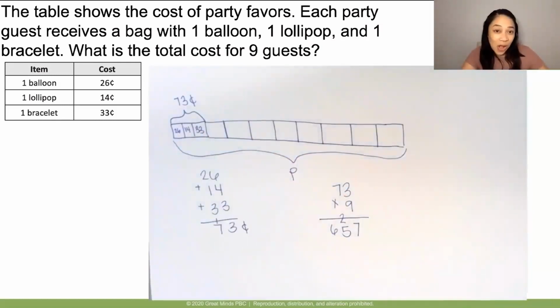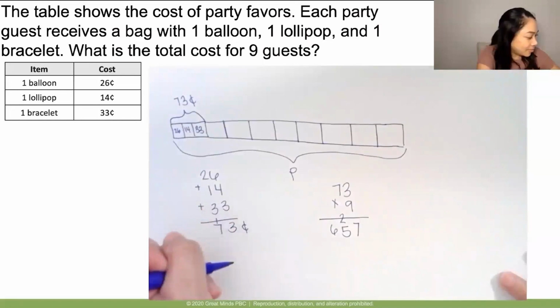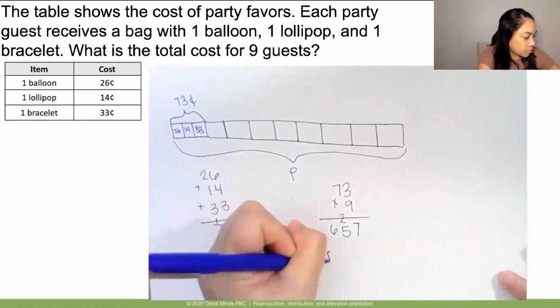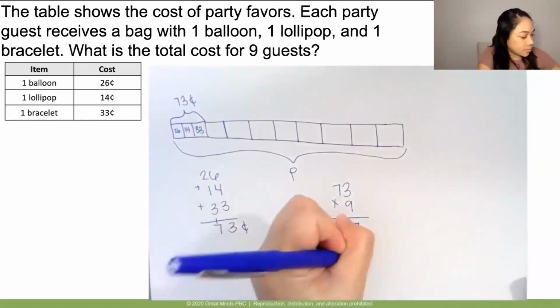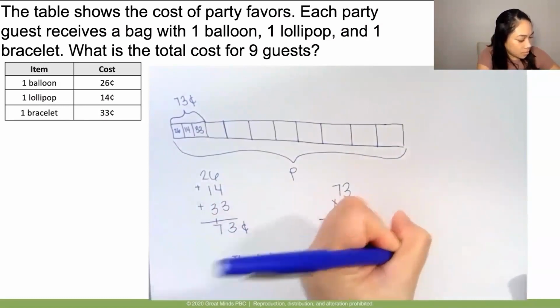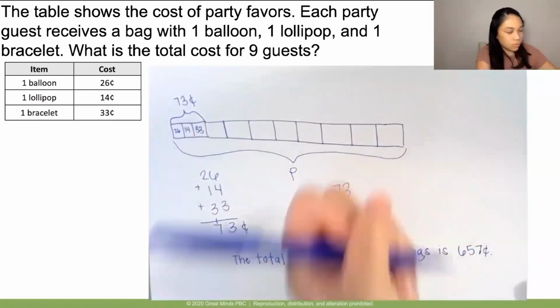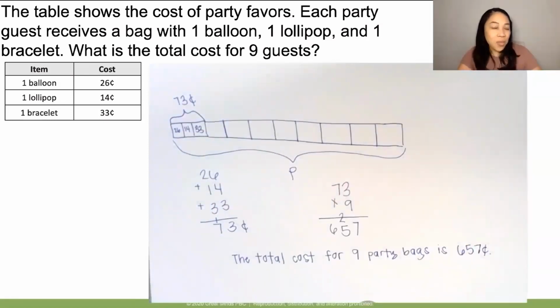What is the cost for all 9 guests? The total cost for 9 party bags is 657 cents, or $6.57. Let's write a statement in now. I'm wondering, is there another way we could have solved this problem?